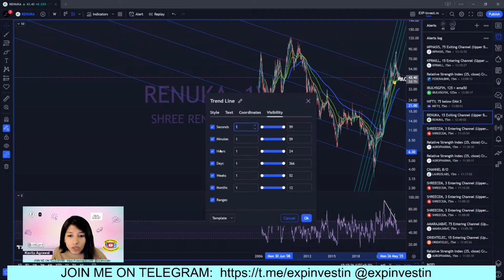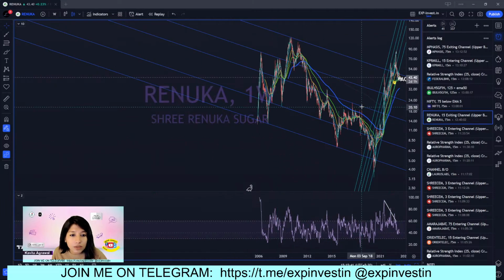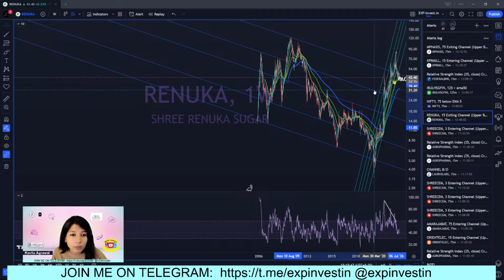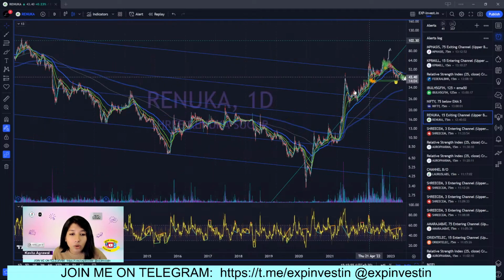Let me just fix something here. I think for some reason my TradingView has been malfunctioning a little bit today. Some of the drawing tools are acting a little moody. There you go. Now I can see most of the trend lines that I care about on the chart.